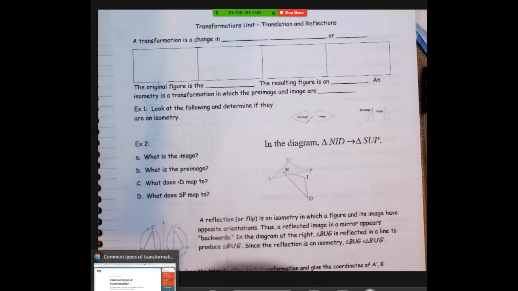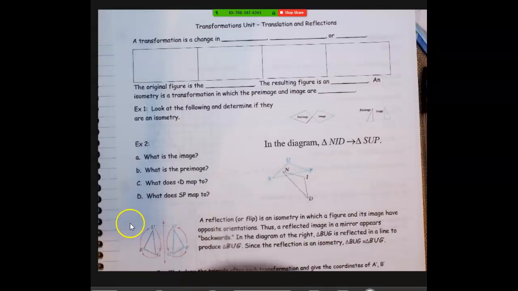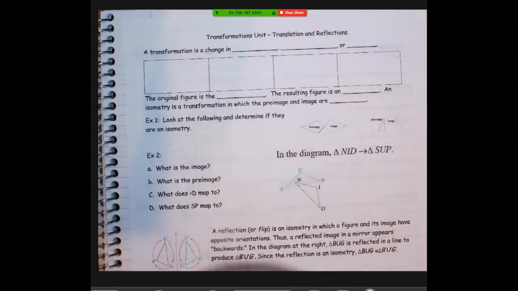First thing I'm going to do is actually go to the IXL link, and you're supposed to do that as a warm-up. And it basically just goes through some of the basic types of transformations. And hopefully you did it before. If we have time, we'll look at it at the end.